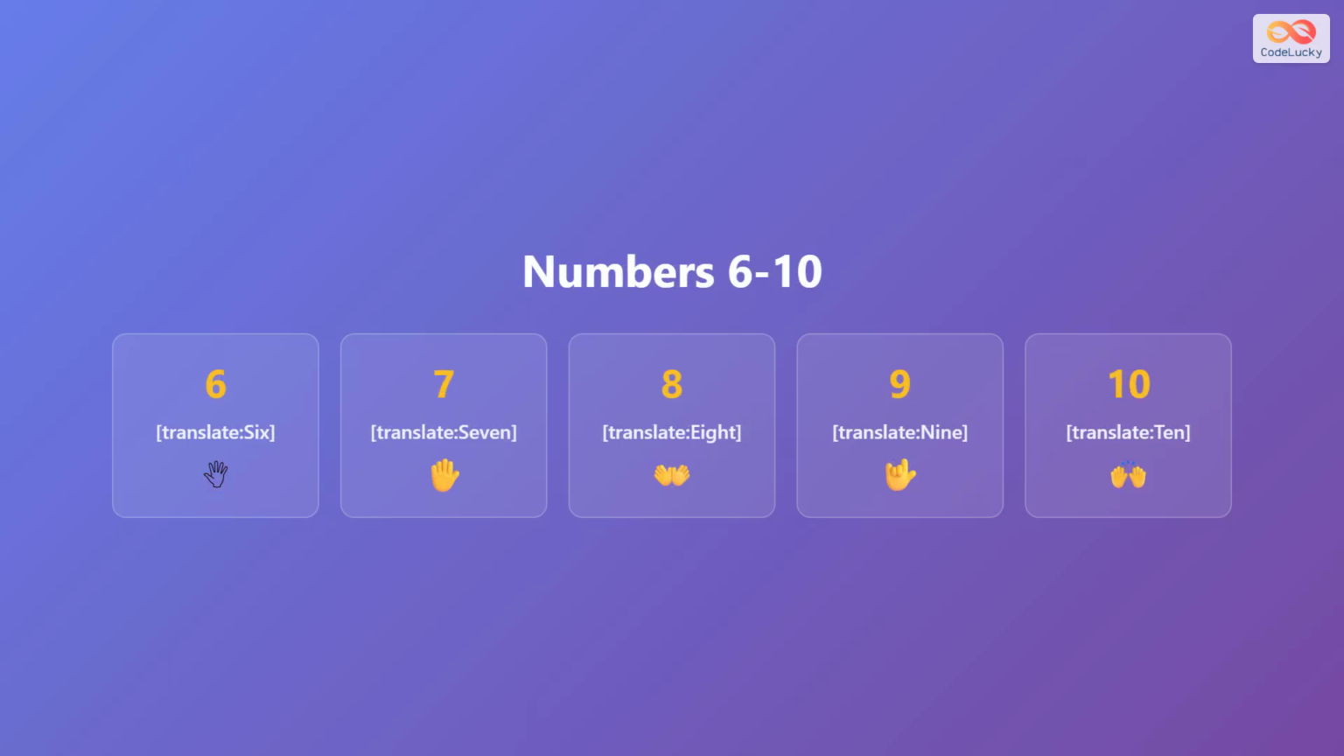Now let's learn numbers 6 through 10. 6, 7, 8, 9, 10. After 5, we continue counting. 6 comes after 5. 7, 8, 9, and finally 10. These complete the first set of basic numbers. Repeat each number several times to remember them well.